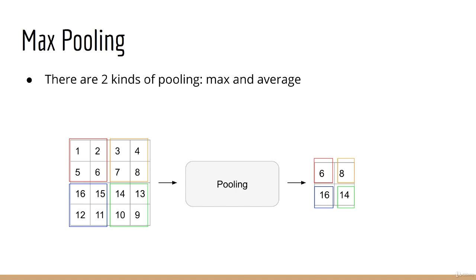What max pooling will do is take each 2x2 square, of which there are 4, and just return the maximum value in each of those squares. So the max of 1, 2, 5, 6 is 6. The max of 3, 4, 7, and 8 is 8. The max of 16, 15, 12, 11 is 16. And the max of 14, 13, 10, 9 is 14. So the output image is 6, 8, 16, 14.